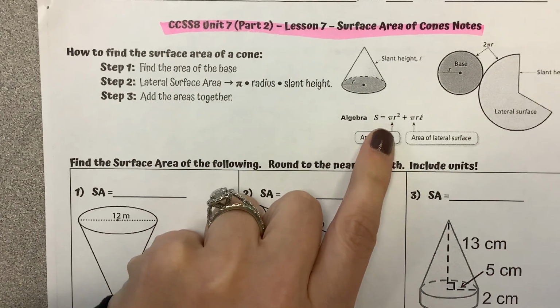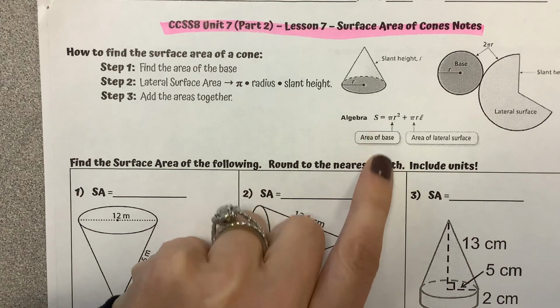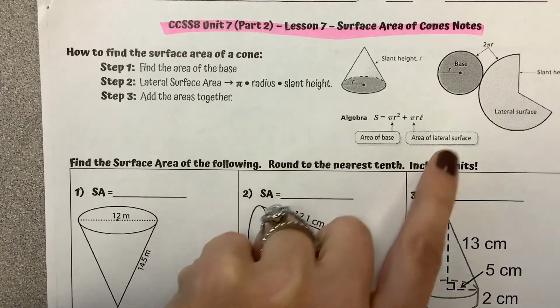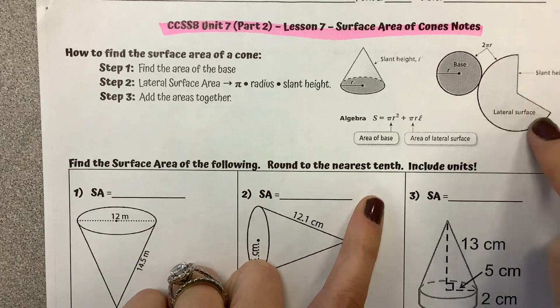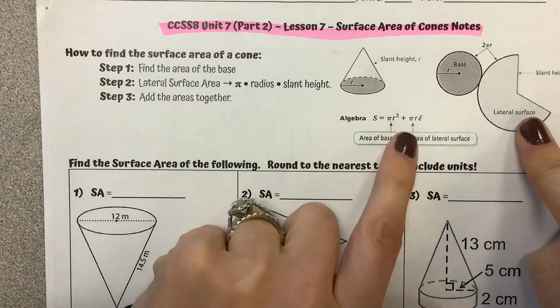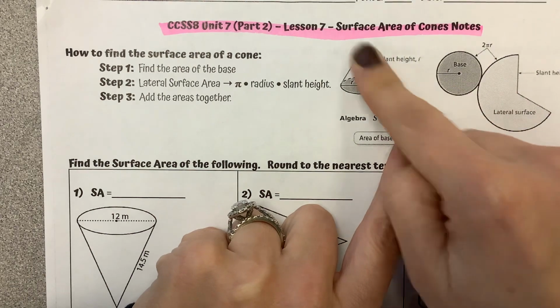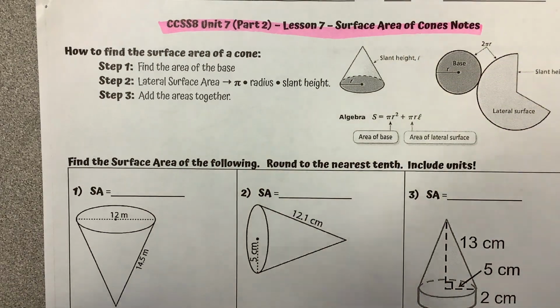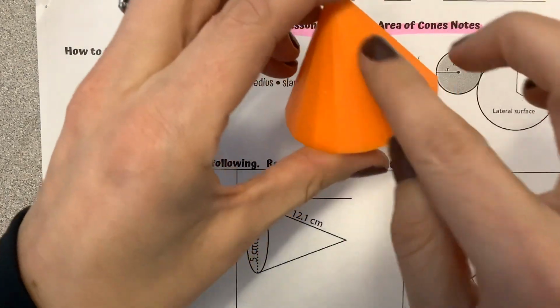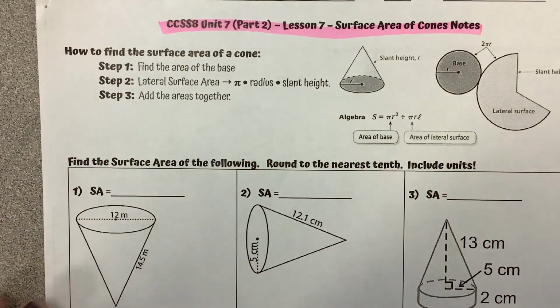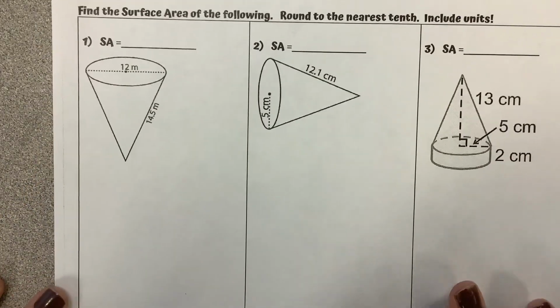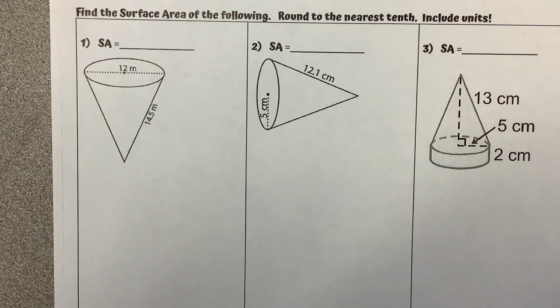For the whole surface area, we're gonna use the area of the base, which is pi r squared, and then that lateral surface area that makes up part of a circle is pi times the radius times that slanted height. So the height not going up from the middle, but on the side. So let's look at number 1.